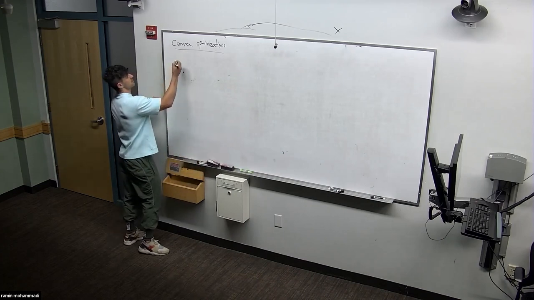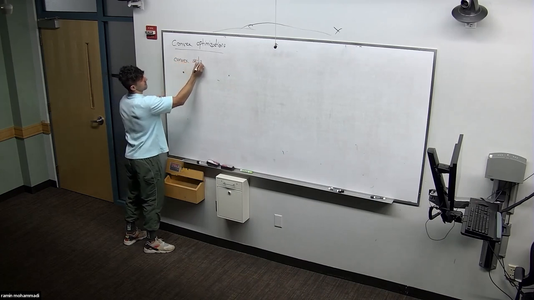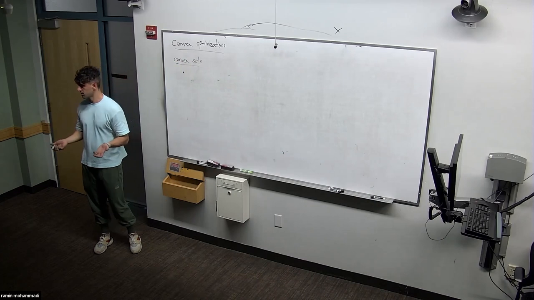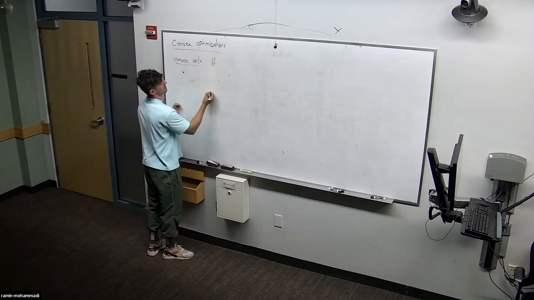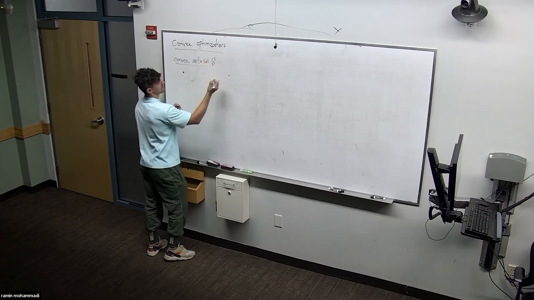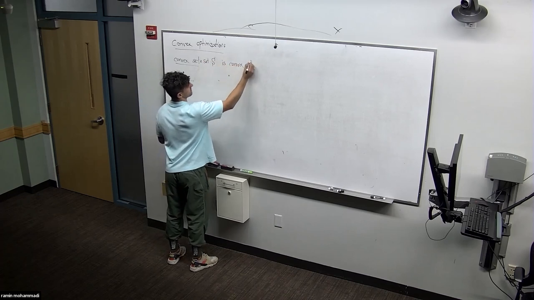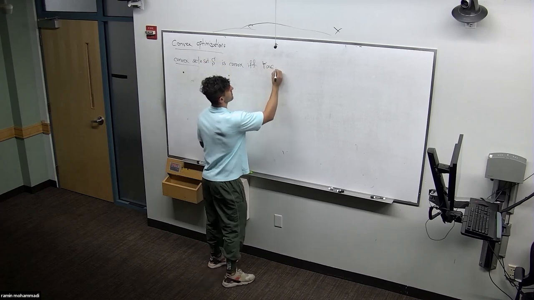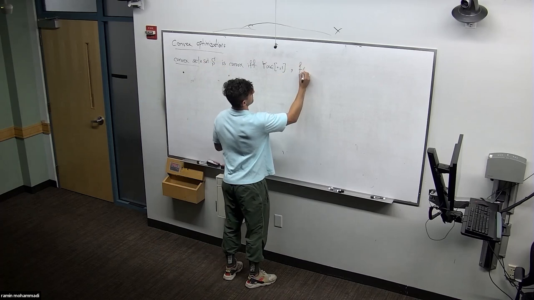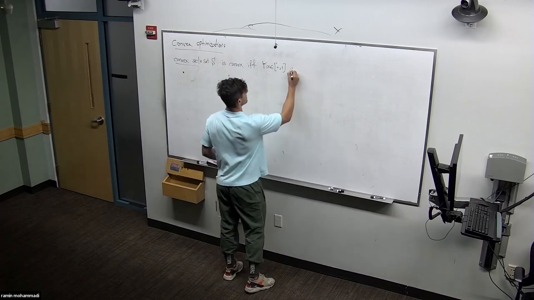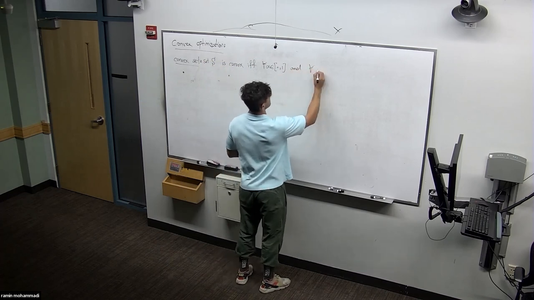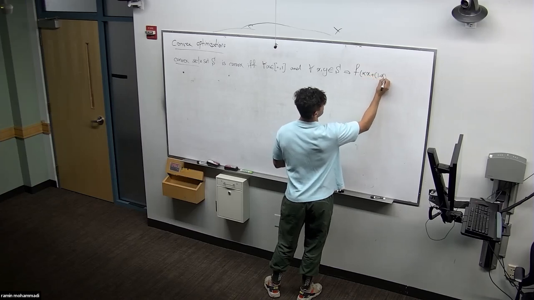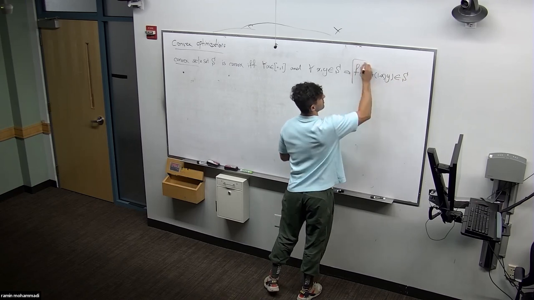Now we want to talk about convex sets. What's the definition of a set? A set of points, right? So we will say that a set S is convex if and only if for any alpha between 0 and 1, and for any x and y belonging to that set, alpha x plus 1 minus alpha y is also part of the set.